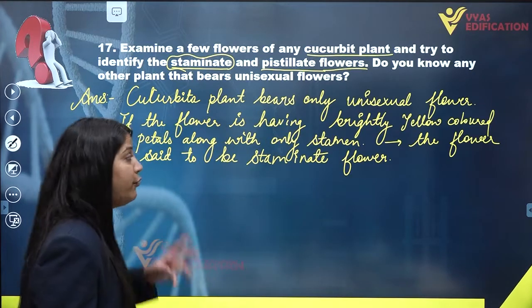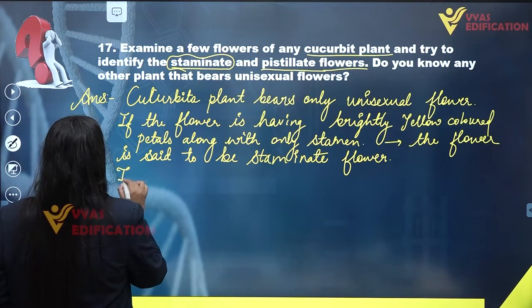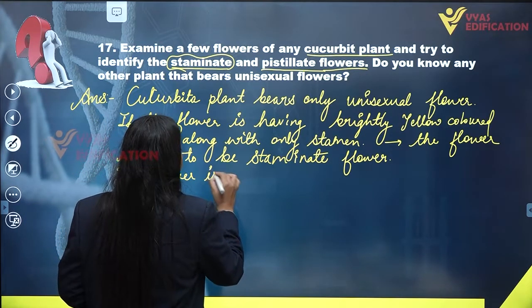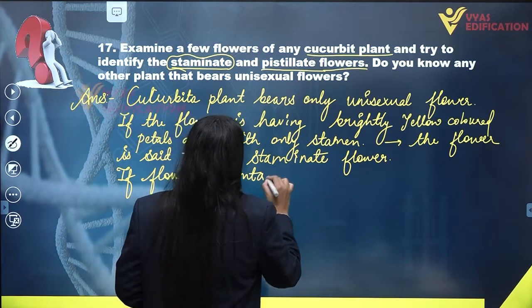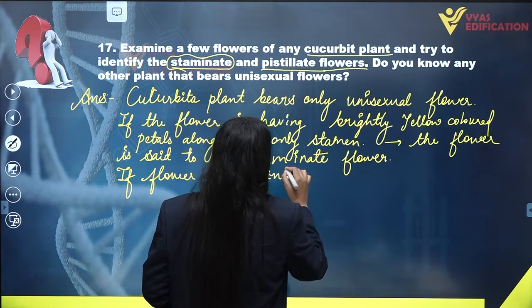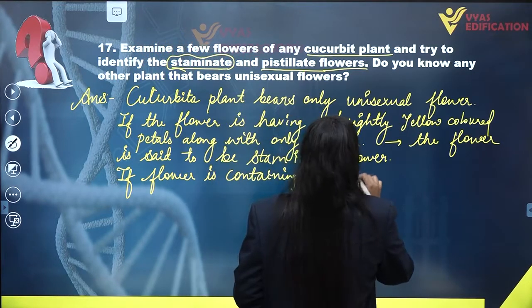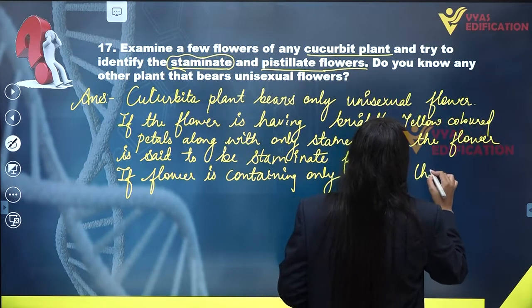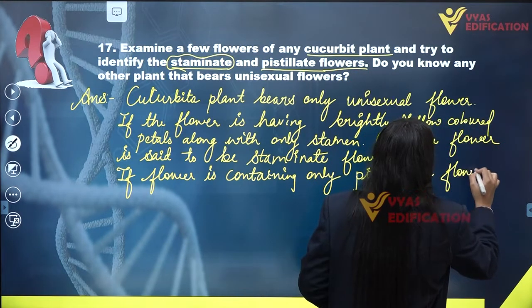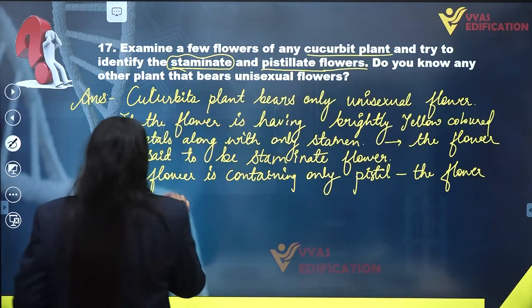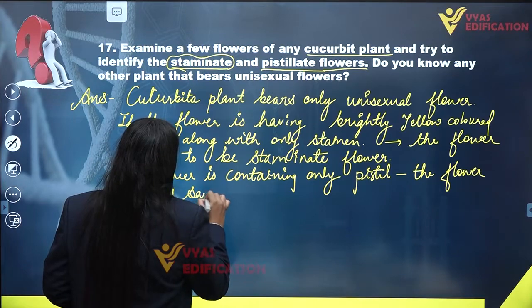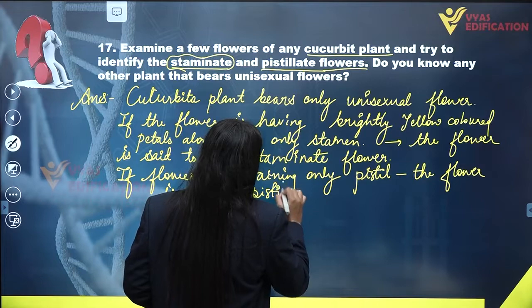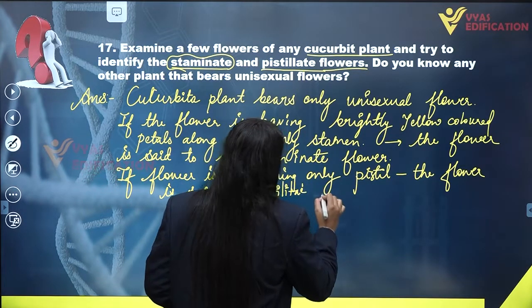If the flower is containing only pistil or carpel along with petals, then the flower is said to be a pistillate flower.